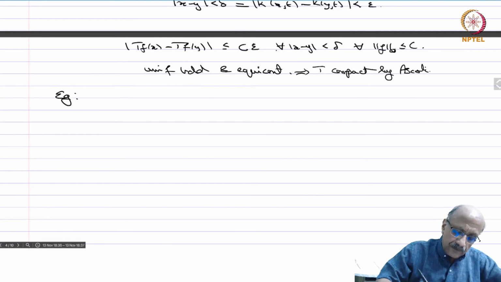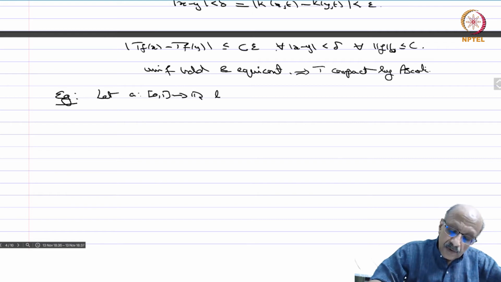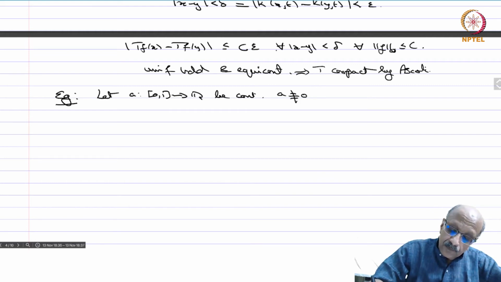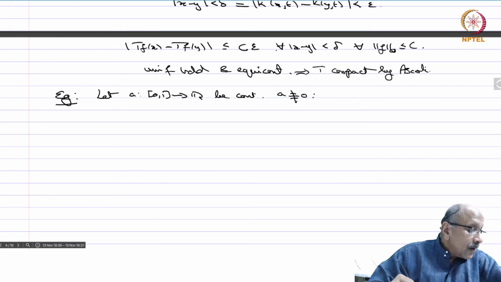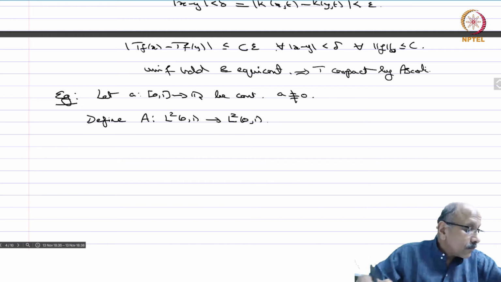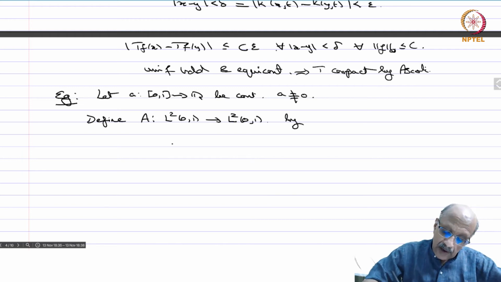Another example, let A from [0,1] to R be continuous and A is not identically 0. Okay, define A from L2[0,1] to L2[0,1] by Af(t) is A(t) f(t). You are just multiplying by a continuous function.